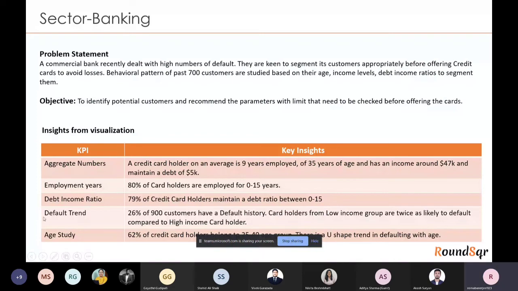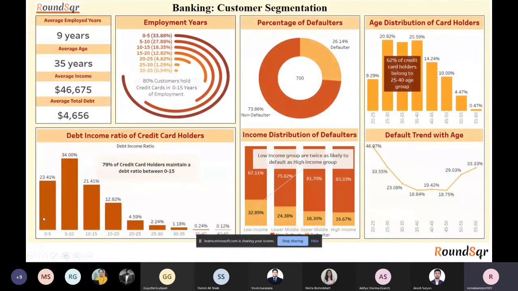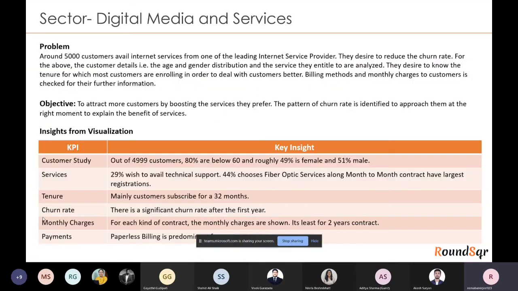Next, we shall move to the sector of digital media and services. Over here, we have data of 5,000 customers who are availing internet services from a leading internet service provider. However, they are observing a higher churn rate. So they are interested to know the age, the gender distribution, and likewise the services they are preferring in order to decrease the churn rate.